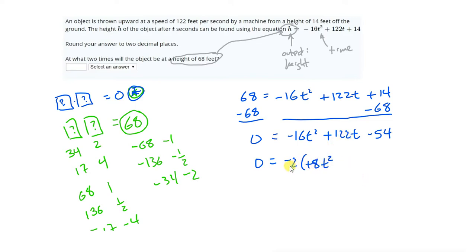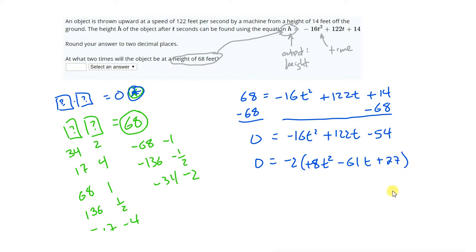122 divided by negative 2 is what? 61, but negative 61. Right, because negative 61 times negative 2 gives you positive 122. And then negative 54 divided by negative 2 is what? Positive 27. Okay.